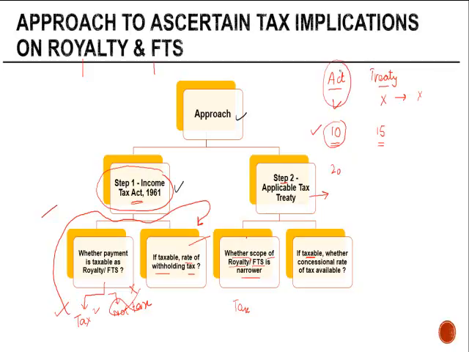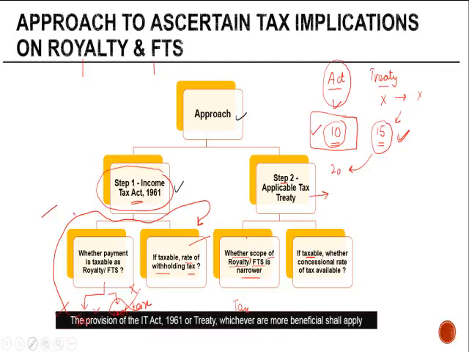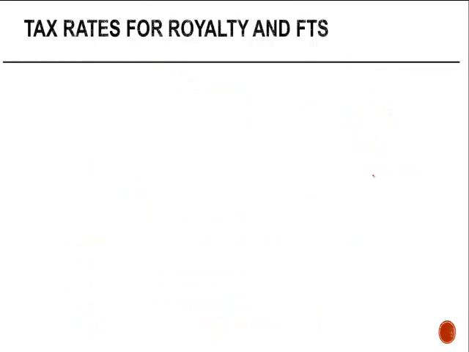So I will opt for the provision of the Act and the withholding tax which will be applied will be 10%. But if the rate under the treaty is 15, but under the Act it is 20, I am going to opt for the provision of the treaty and have the tax withholding at 15%. So the provision of the IT Act 1961 or the treaty, whichever is more beneficial, shall apply.